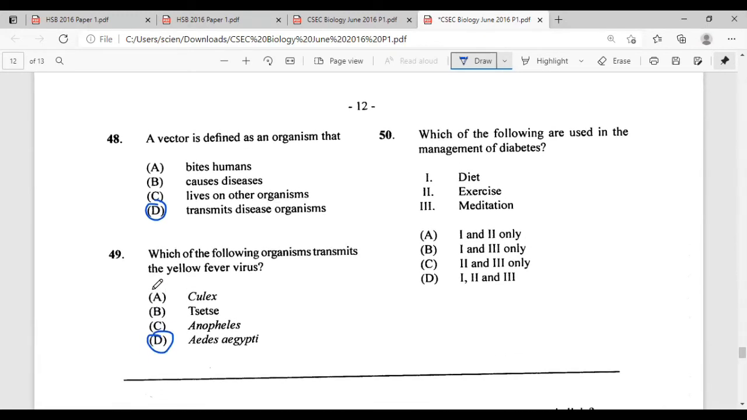50. Which of the following are used in the management of diabetes? So we have I, diet, 2, exercise, 3, meditation. So we're talking about management of diabetes. So which one of them will help? So remember, diabetes is high blood sugar, high glucose level in your body, not being able to properly monitor the glucose level. So diet could be a way to manage it. Exercise also. So I'll go with I and 2.